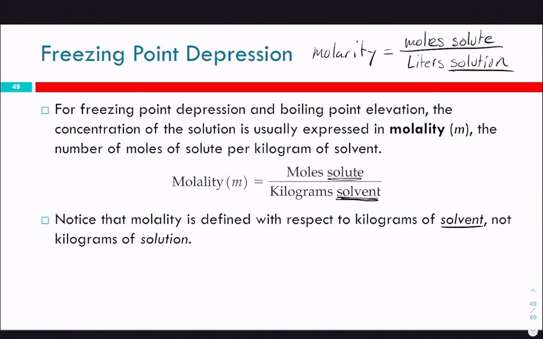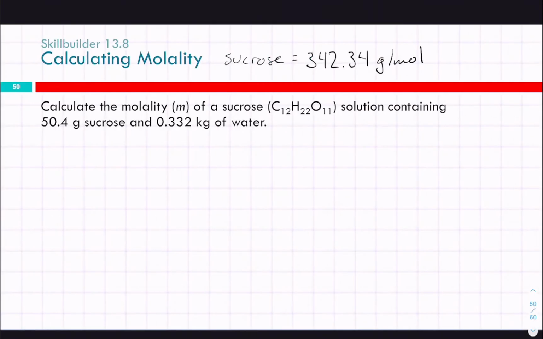So just remember there's a distinction there between solvent and solution for molality. Okay, so if we want to calculate the molality of a solution, kind of like when we talk about molarity, this is another unit of concentration. So we just need to take the moles of our solute and divide it by the kilograms of the solvent.